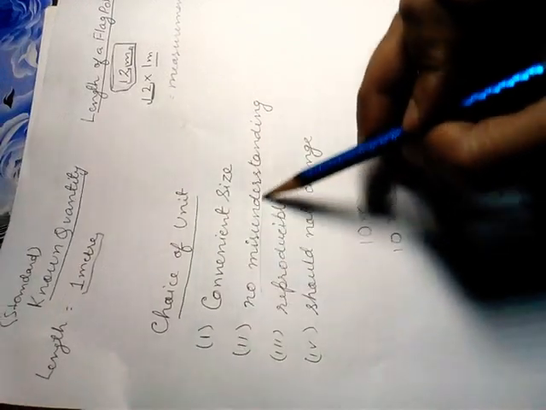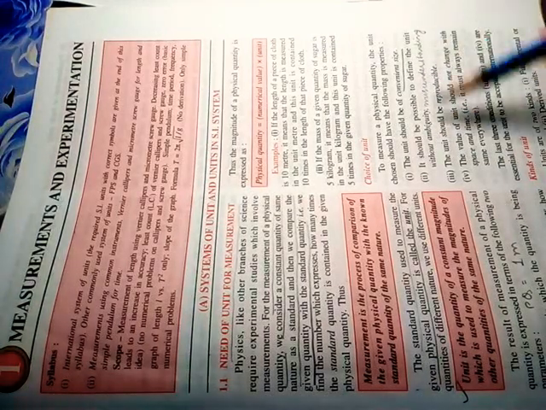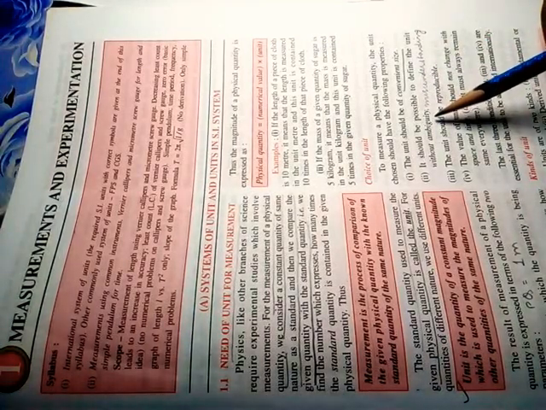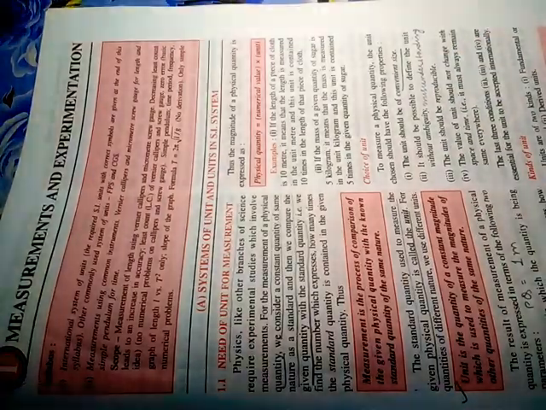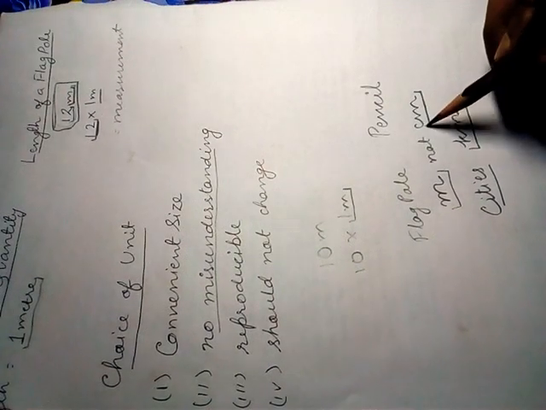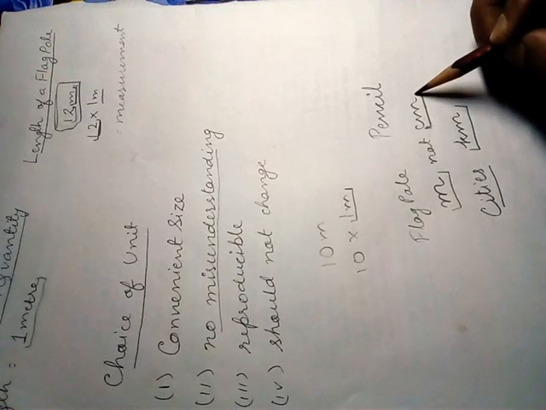Then the next point is, it should not be misunderstood. It should be possible to define the unit without ambiguity. Ambiguity means misunderstanding. By the unit it should be clear to you that it is the unit of length, or the unit of mass, or the unit of volume or area or anything. It should be clear by the unit that you will define what quantity is being measured.